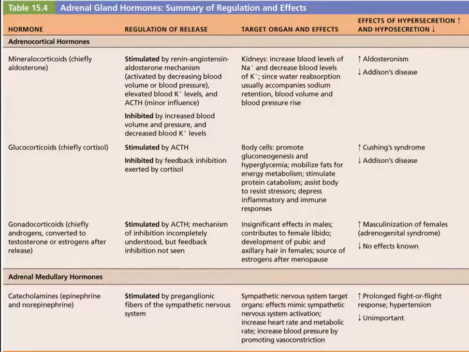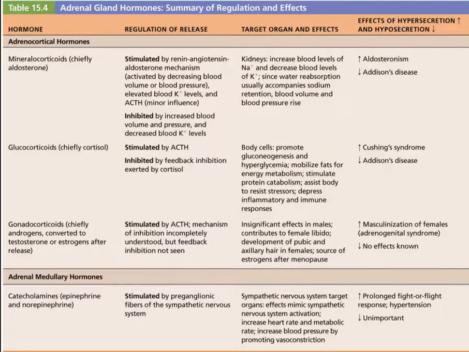Right, so here's a table summary of what we've discussed so far with the hormones produced by the adrenal gland. We have our adrenocortical hormones, the hormones of the regions of the cortex. Your mineralocorticoids, that would be your aldosterone, stimulated by the renin-angiotensin-aldosterone mechanism with low blood pressure or elevated blood calcium levels and ACTH.